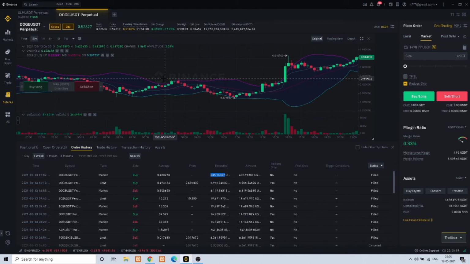Why? Because this asset, Dogecoin, is a crazy asset, right? It goes nuts sometimes whenever it finds the right moment. It just goes boom. Look at this. It just goes bam, man. This is a crazy move, right?